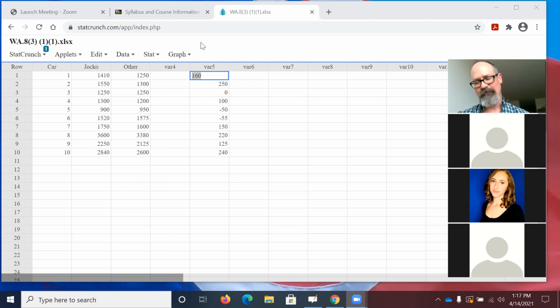It may be that for certain types of repairs, Jocko charges more than the other garage, but for other types of repairs, maybe it's the reverse. So it's hard to say whether this analysis is perfect. There are reasonable criticisms you could make. I don't think it's binding. It just gives you an idea of what the evidence looks like.